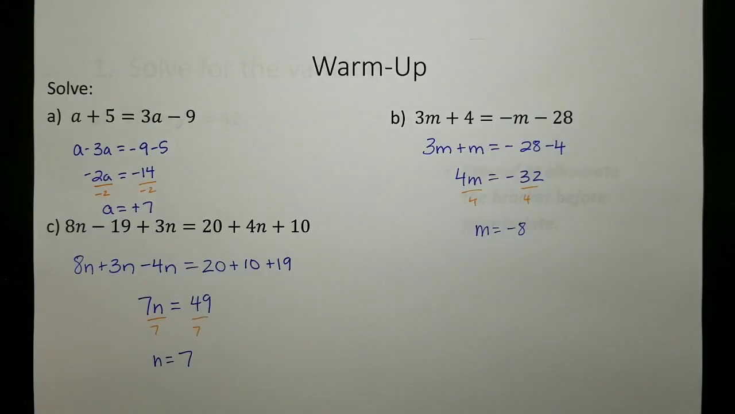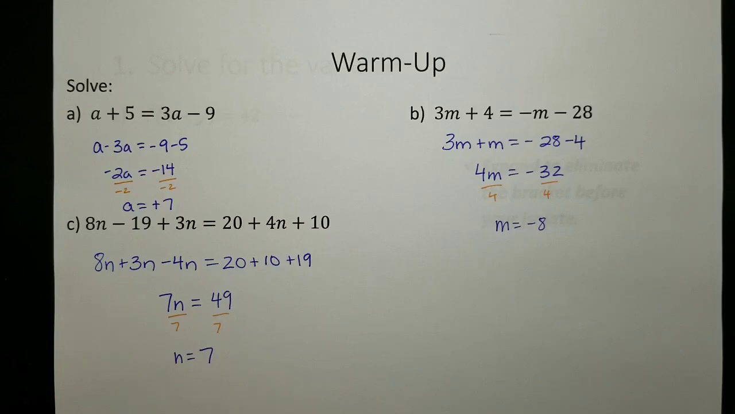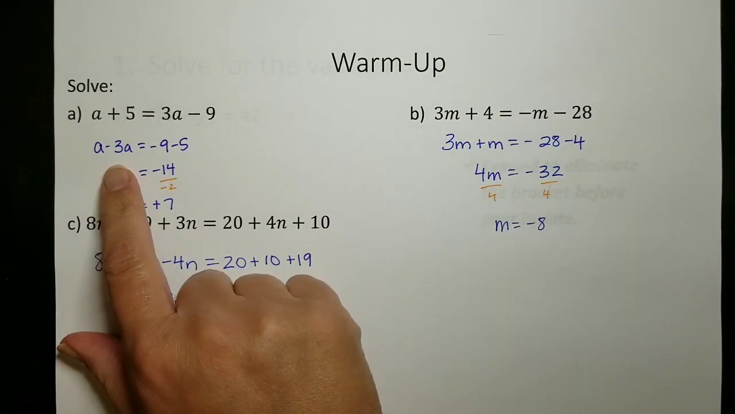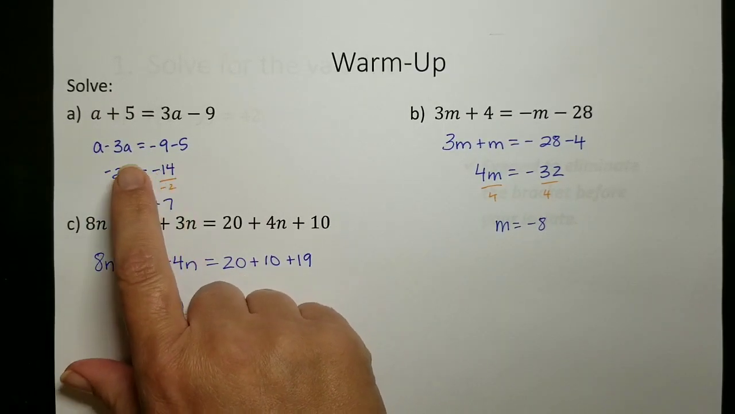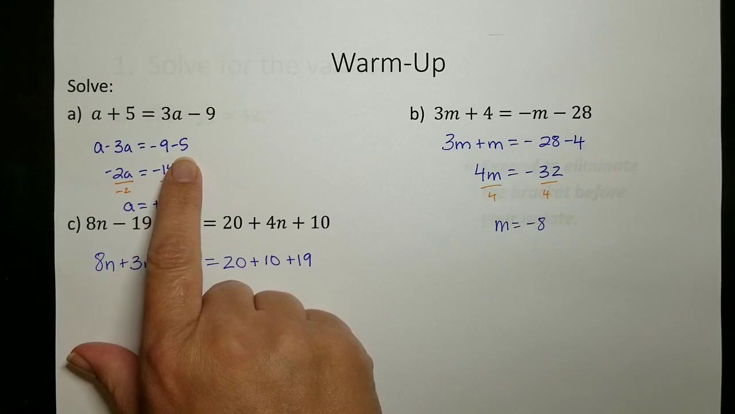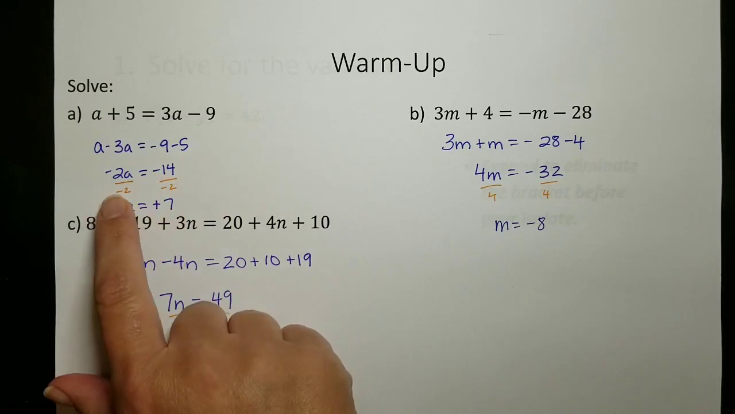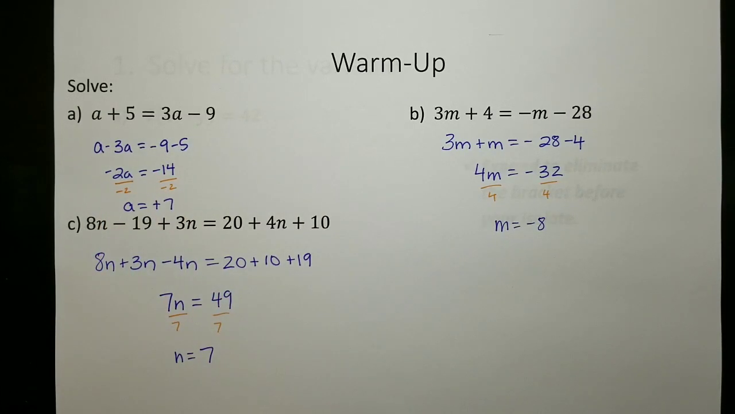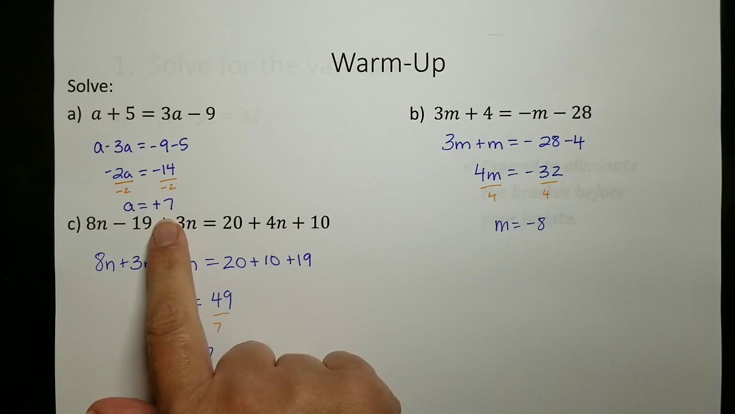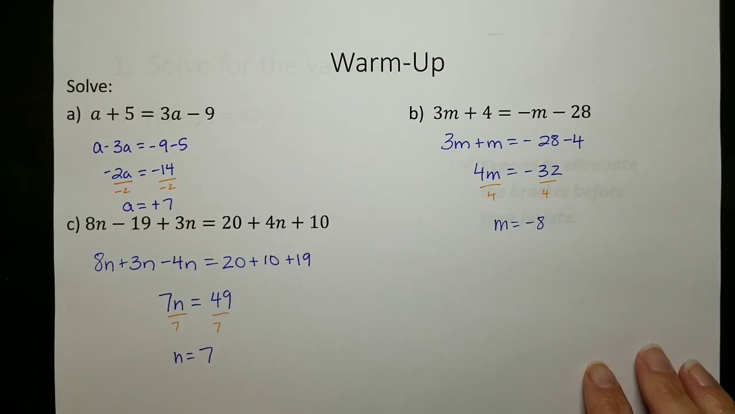So if you're done those warm-up questions, here are the solutions for you to check. So the first one, a plus 5 equals 3a minus 9. Remember, we want to get all of our variables to one side and the numbers to the other. So I have a minus 3a equals negative 9 minus 5. Negative 2a is negative 14. And dividing by the negative 2 to undo that multiplication, we get a is positive 7 in the answer.